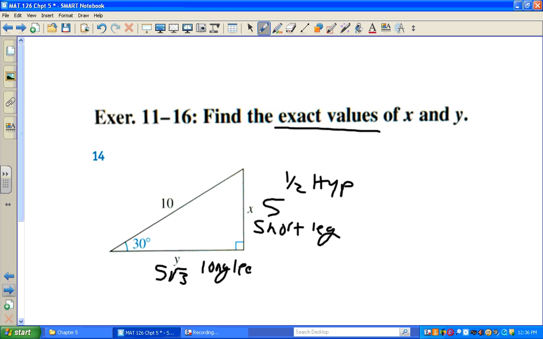Just today, across the hall, geometry class was talking about the short leg and the long leg. And the long leg equals the square root of 3 times the short leg. And the hypotenuse equals twice the short leg. All right, very good.